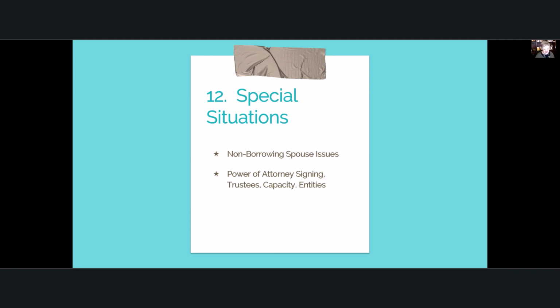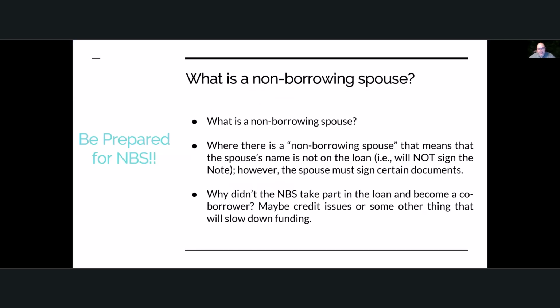All right. Special situations: non-borrowing spouse issues, power of attorney signings, trustees, and capacities and entities. The people in California are like, neener, neener, neener. We don't have to worry about that. So what exactly is a non-borrowing spouse?